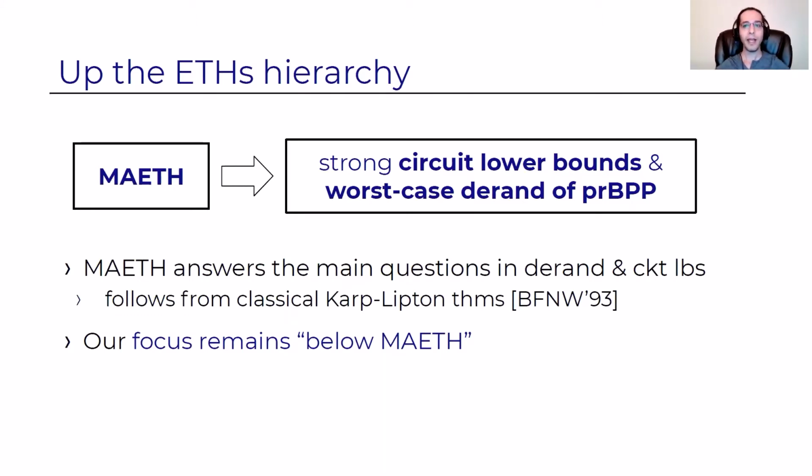If we assume MAETH, the exponential time hypothesis for Merlin-Arthur, then we simply get that the strong circuit lower bounds are true, and therefore also we get a worst case derandomization of BPP. So in a nutshell, assuming MAETH already gives us the answers to the main questions in derandomization and circuit lower bounds. And this is not difficult to prove using strategies from classical Karp-Lipton theorems. Therefore, our focus is on weaker hypotheses below MAETH.